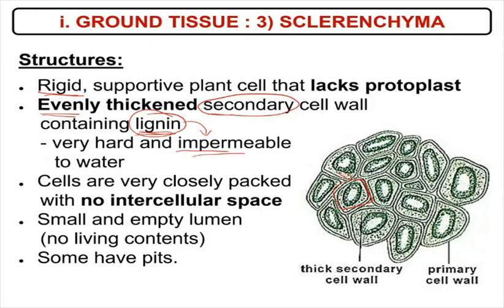The cells are very closely packed without intercellular space. It has small and empty lumen. Bila empty lumen, maksudnya ni liang. Dia liang sebab dia dah tak ada nucleus and protoplasm. So, when it has no nucleus, it is considered as non-living cells at maturity. Boleh faham? Lacks protoplast. Protoplast means nucleus plus cytoplasm.